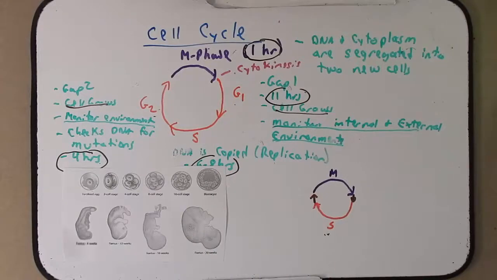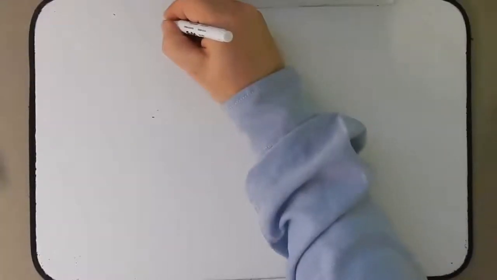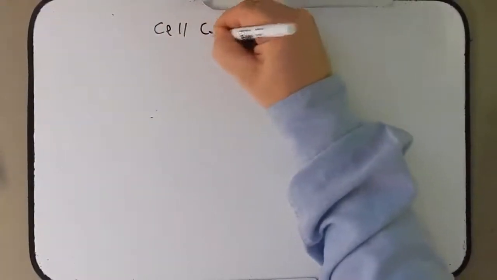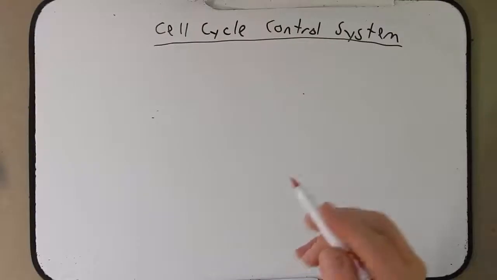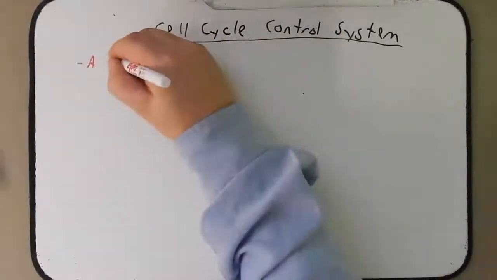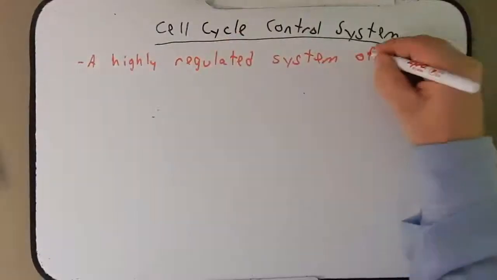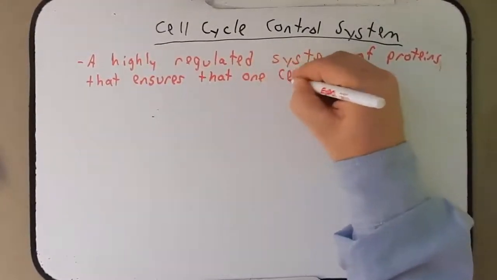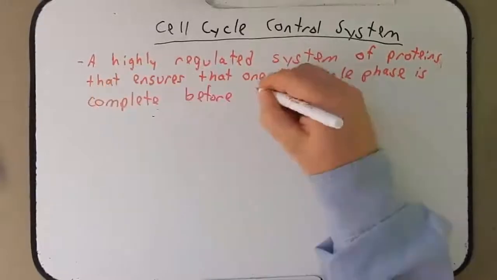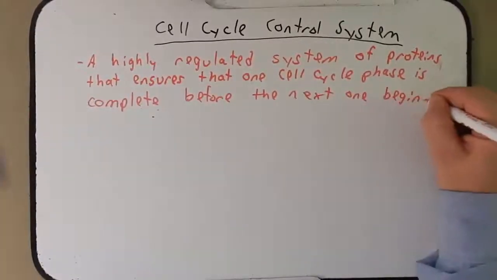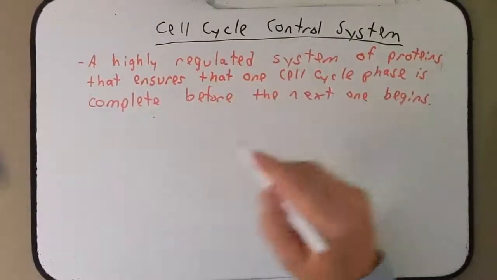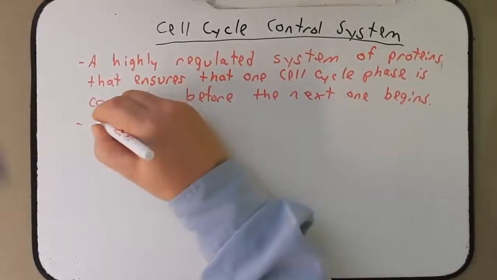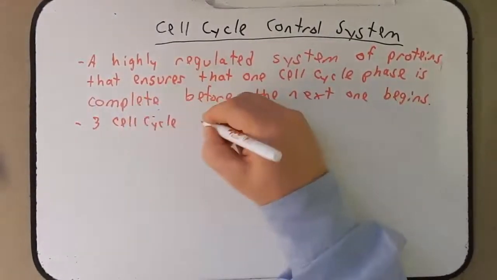So that's going to bring us into our next topic, and that topic is the cell cycle control system. So let's talk about the cell cycle control system. The cell cycle control system is a highly regulated system of proteins that ensures that one cell cycle phase is complete before the next one begins. This cell cycle control system is broken down into 3 cell cycle checkpoints.